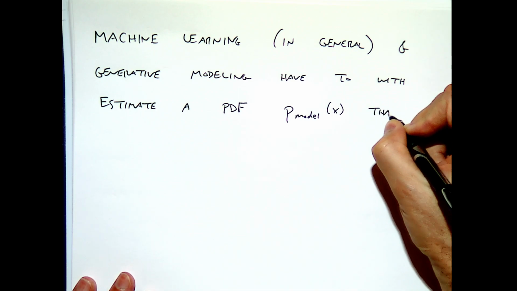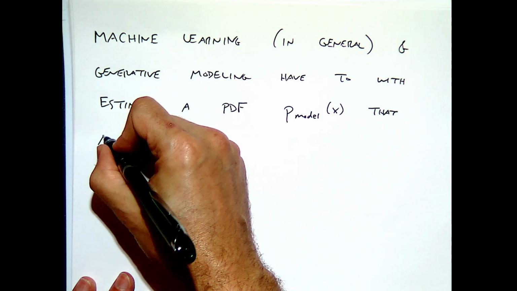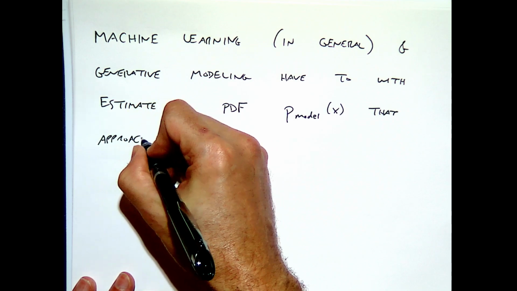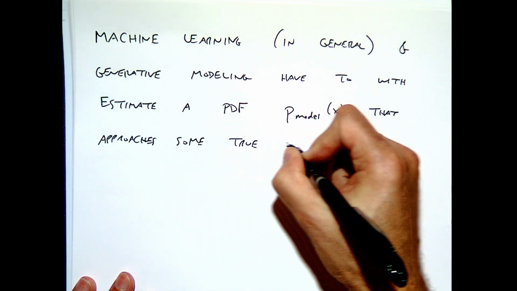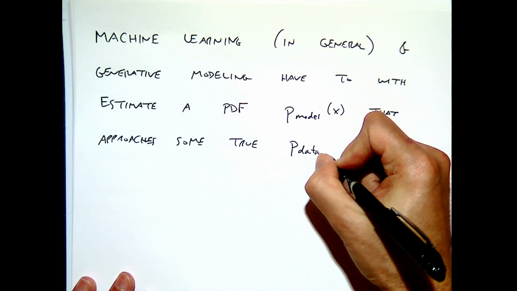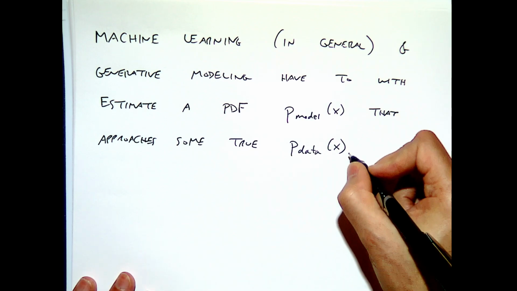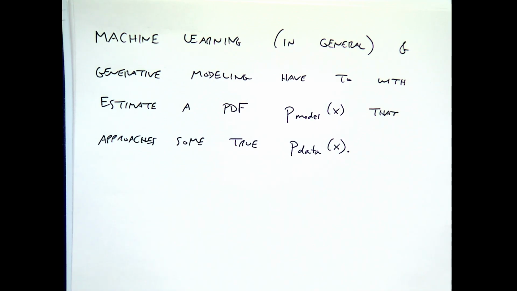that gets close, that approaches some true data distribution. We don't know the data distribution. We just see examples of it that come from a bunch of things that we were given.